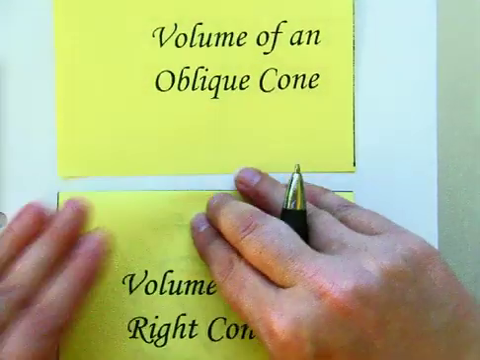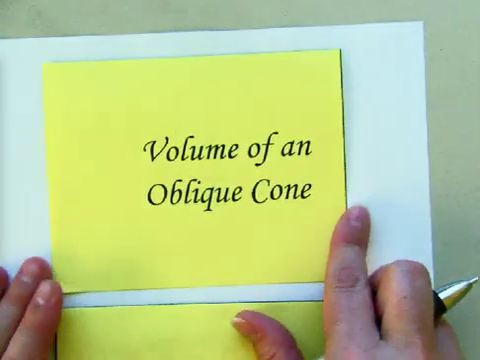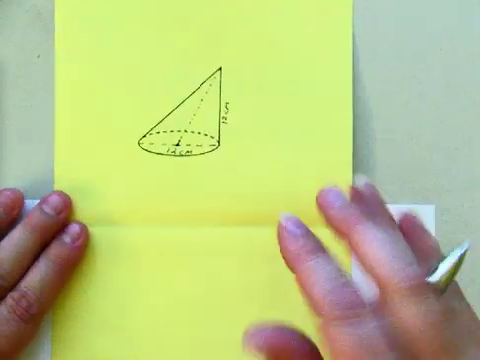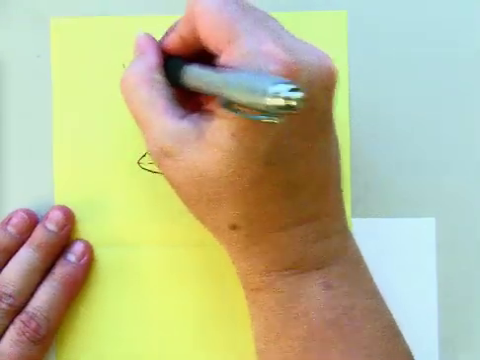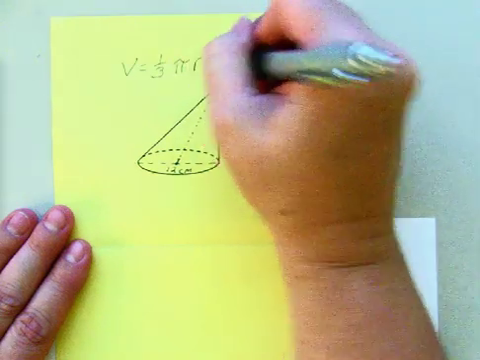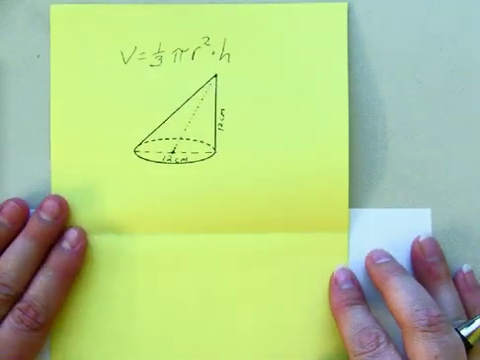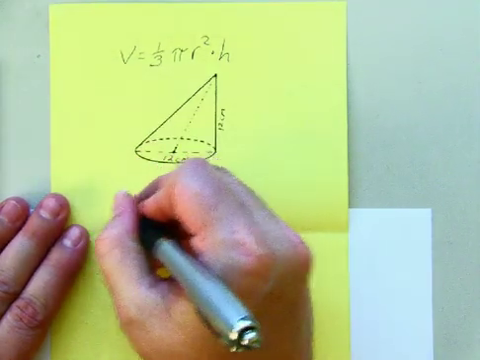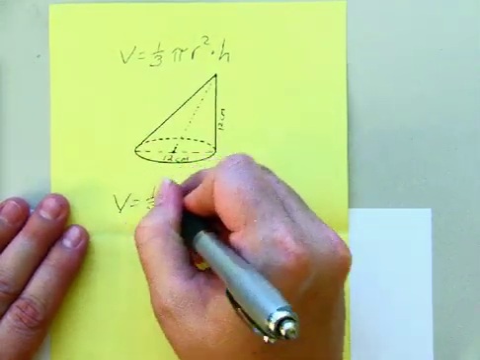Now we do also have an oblique cone. Now remember, the formula for a right cone and an oblique cone is the same. So we're going to go ahead and put our formula up here. So 1/3 pi r squared h. Go ahead and put that at the top. And then we're going to look at this one specifically. So copy my equation.